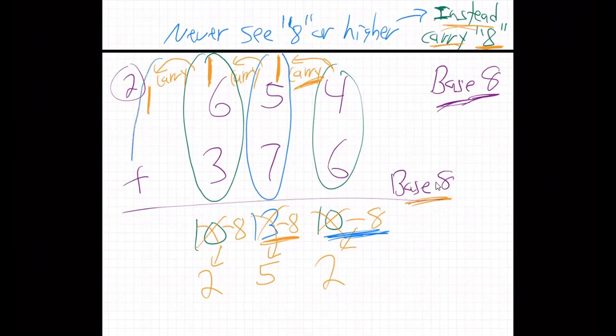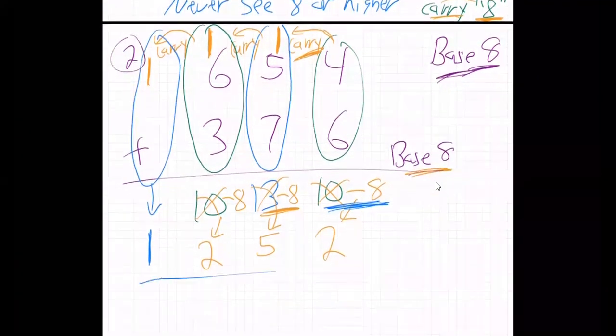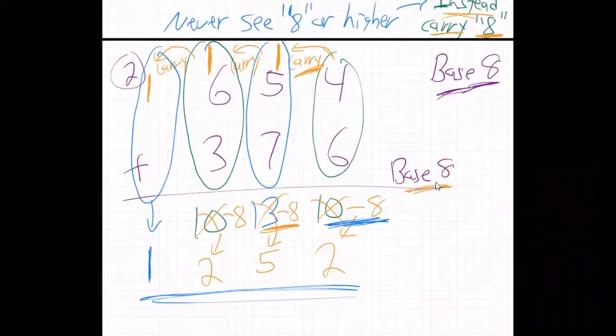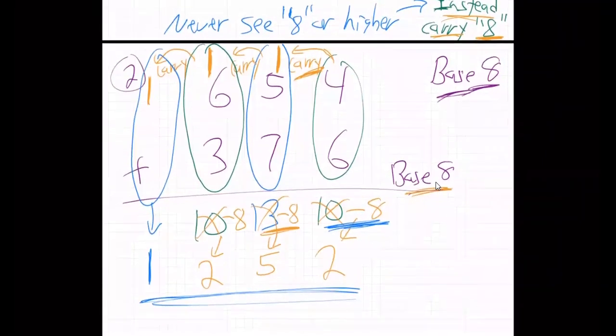And then the final column is just 1. That's all we have in that column. So the answer to this question is right there: 1252 base 8. We just added in the base 8 system, which means you're never going to see an 8 or more, instead you carry 8. So the carrying is always carrying the base number.